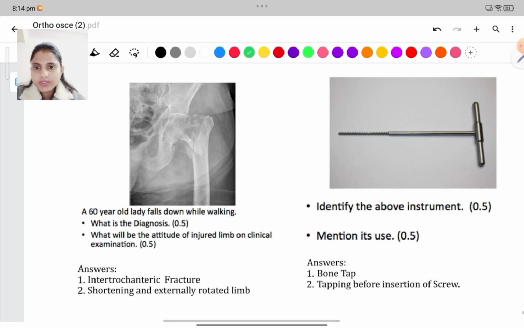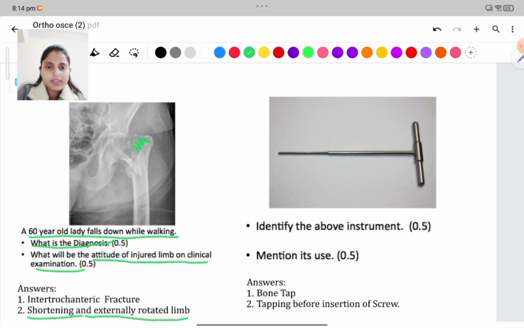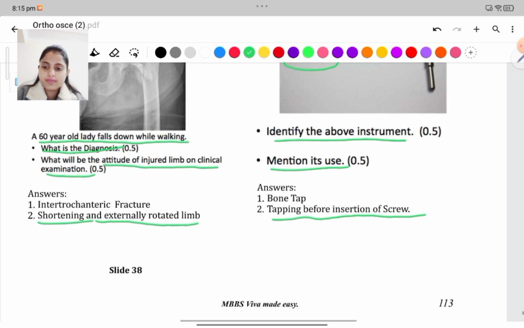What is the diagnosis? Here we can see this is the intertrochanteric fracture. A 60-year-old lady falls down while walking. What is the diagnosis? Intertrochanteric fracture. What will be the attitude of the injured limb on clinical examination? Shortening and external rotation of the limb. Identify the above instrument and mention its use. This is the bone tap, and this is used for tapping before insertion of the screw.